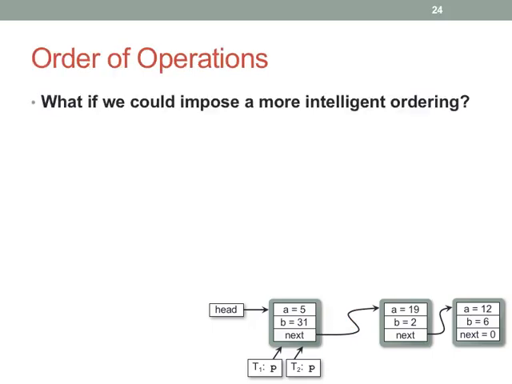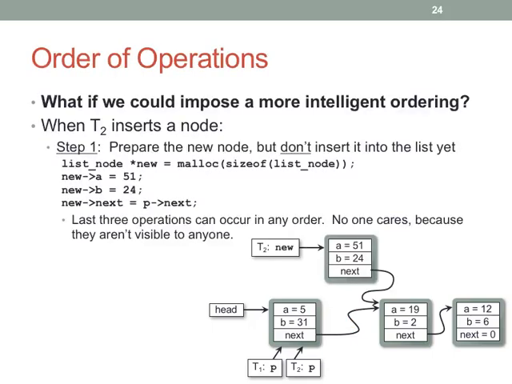Okay, so T2 inserts a node. Why don't we break it into two steps? One is doing all the initialization that nobody else should see. So we allocate the node, we set these things. We really do not care what order these occur in, because at this point, this should not be visible to anybody else. So whatever the compiler decides is a smart thing to do, cool, we don't care.